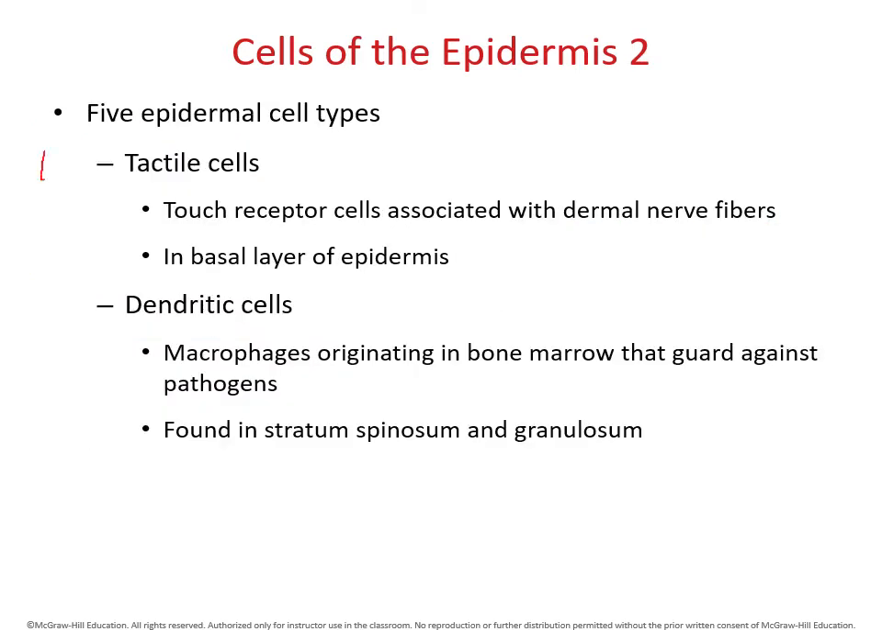The fourth type of cell is called a tactile cell. Tactile cells are also called Merkel cells, and that basically means that they're able to interact with your nerve fibers so that you can have, in essence, touch receptors that are associated with your fingers. For instance, if you have ever run your fingers across a rough surface and felt the texture of it, or Braille, people who can read Braille, the little dots that they use, for people who are visually impaired.